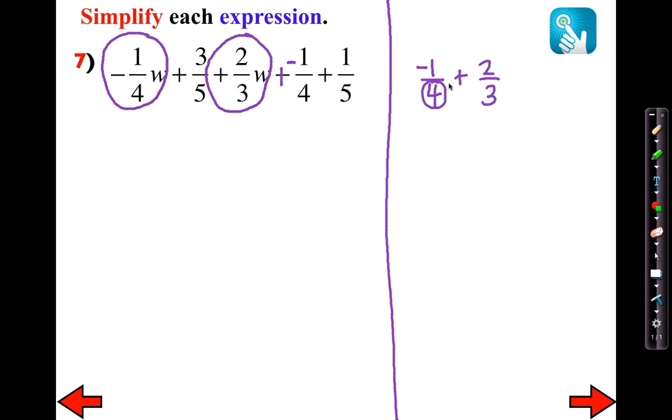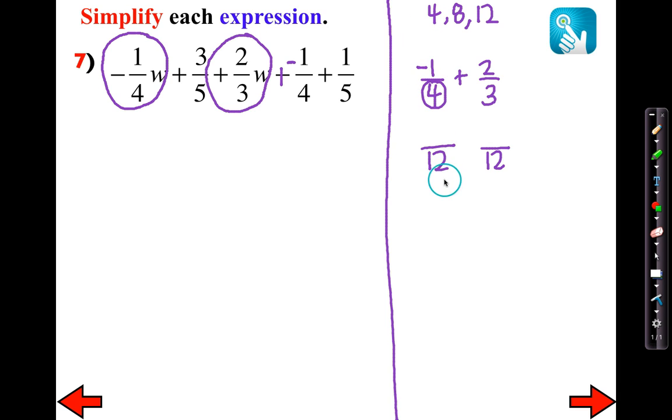4 is the greater denominator. Can 3 be multiplied to give me 4? Nope. The next multiple is 8. Can 3 be multiplied to give me 8? Nope. Next multiple is 12. Can 3 be multiplied to give me 12? Yes. So 12 is our lowest common multiple.